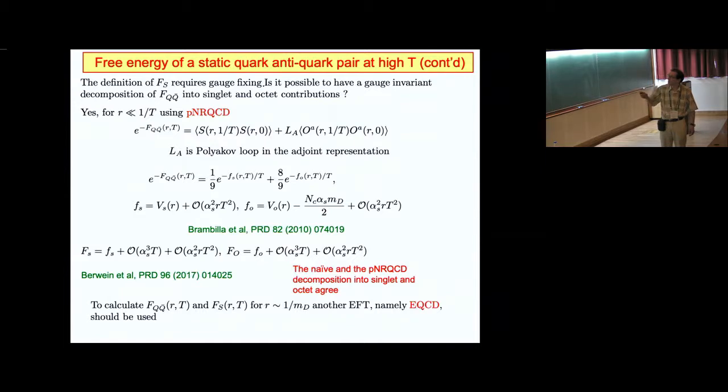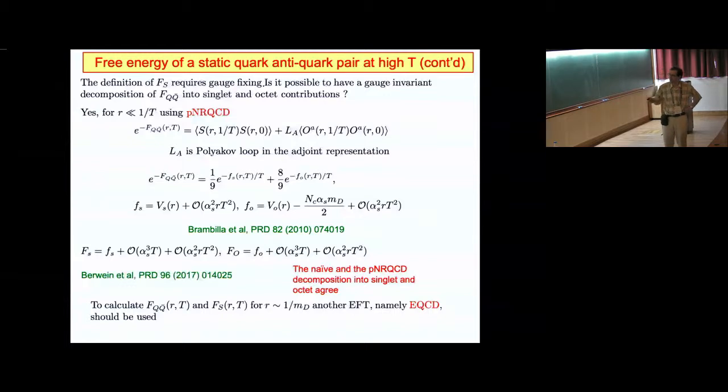And then you could calculate this correlation function, each of them being gauge invariant, and this is kind of the pNRQCD version of the singlet and octet free energy. You could calculate them in straightforward ways, as has been done in this paper. And you see that the singlet free energy just gives you the singlet vacuum potential, plus corrections which are proportional to alpha s, and the expansion parameter, which is the multipole expansion, r times T squared. And the same is true for the octet, except it gets shifted by this constant, which comes from the fact that you have an adjoint Polyakov loop.